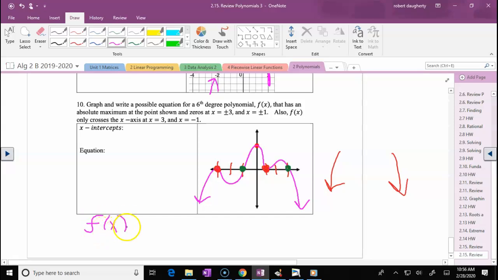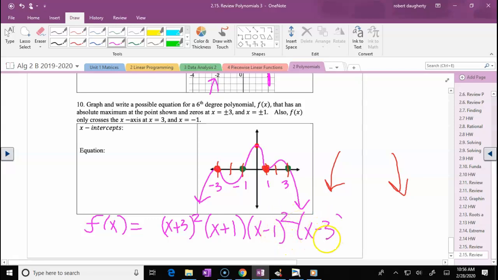F of x is going to be equal. So a possible equation, this has to be negative 3, negative 1, 1, and 3. So I have to have a multiplicity at negative 3. So that's going to have to be x plus 3 squared. X plus 1, I crossed, no multiplicity. X minus 1, I did not cross, so I get multiplicity.